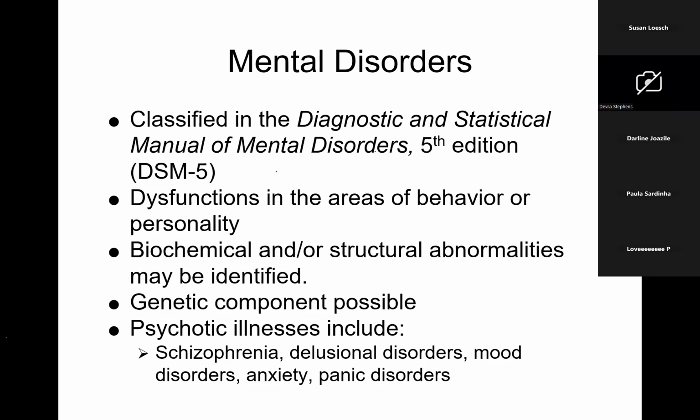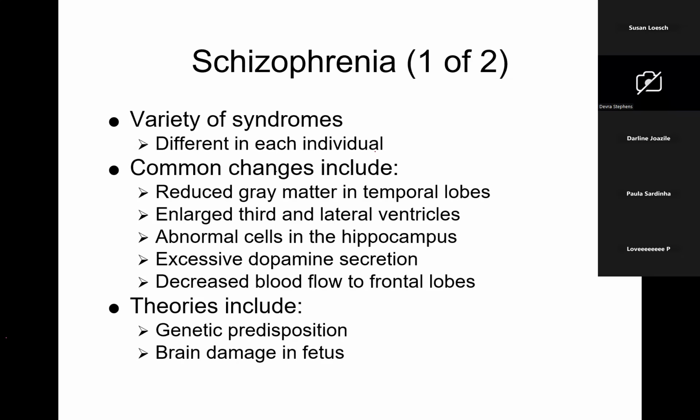All right, this is the last of it. Okay, mental disorders. This is dysfunction in the areas of behavior or personality. These can be genetic, and it includes things like schizophrenia, delusional disorders, anxiety, panic disorders, mood disorders. Now, with schizophrenia, that's usually a problem with dopamine.